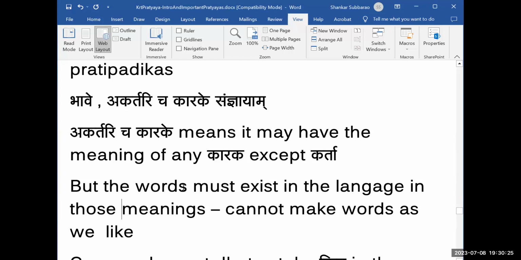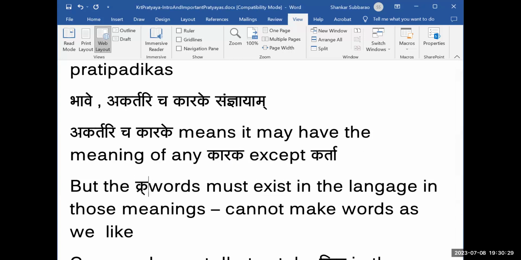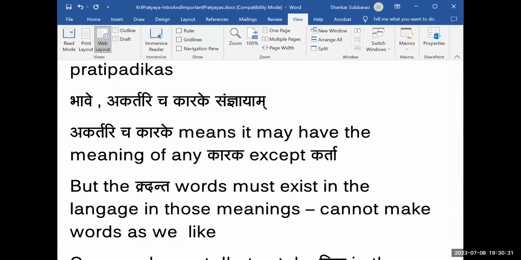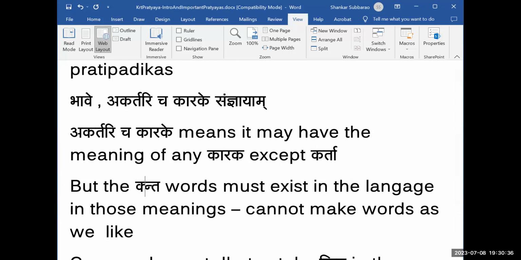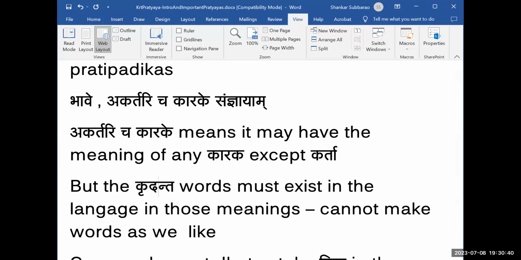Okay. Yeah. But the words, kridanta words. The kridanta words must exist in the language. Is that clear now? You can't add it to any word. You have to add it to dhatu only. Understood. Okay. Thank you. Anything else?